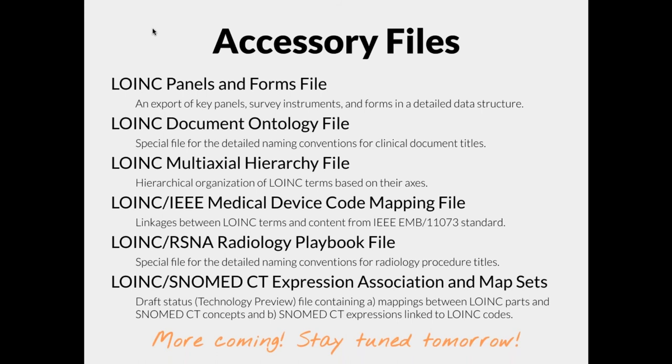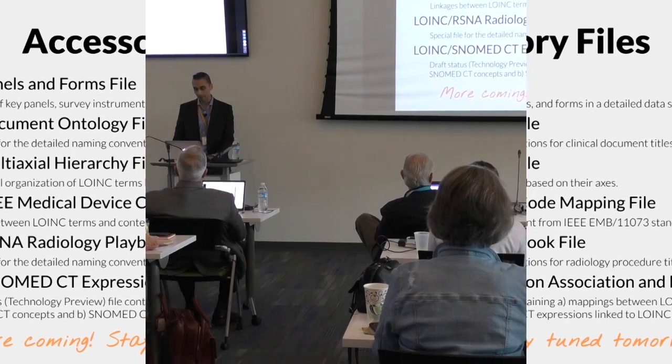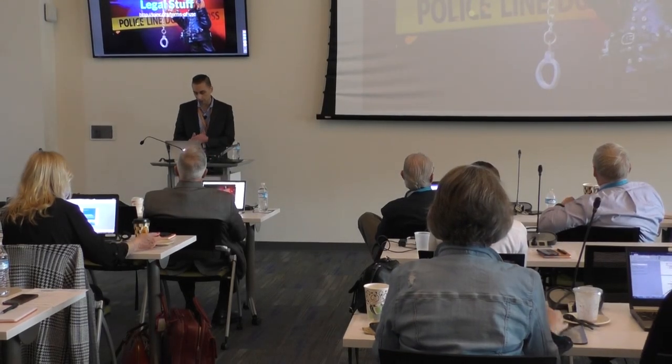So there's a panels and forms file, which is a way to represent the collections of a top-level code, so it's an order panel, for example, and the set of elements that it contains, as well as connections to answer lists and so forth. There's a file for our document ontology. There's a multi-axial hierarchy. And if you stay tuned tomorrow, you're going to hear about a whole other set of accessory files that we've got cooking for this coming release. So that's advanced LOINC content.